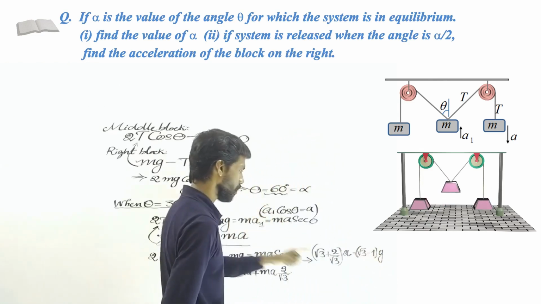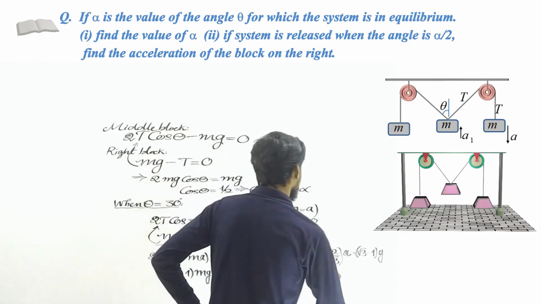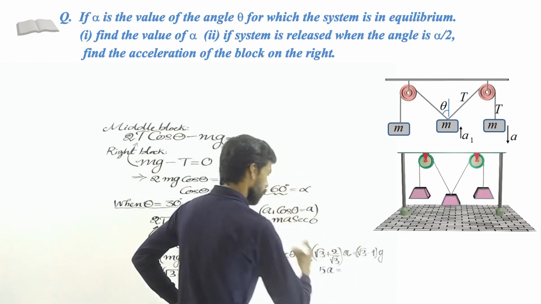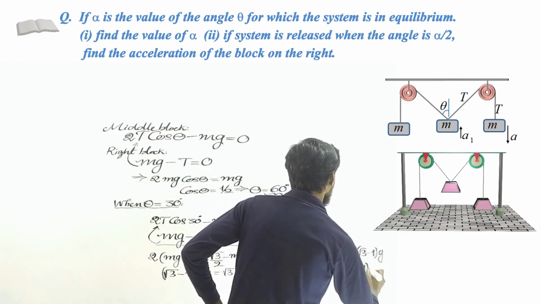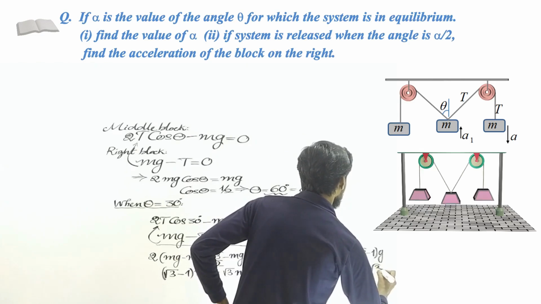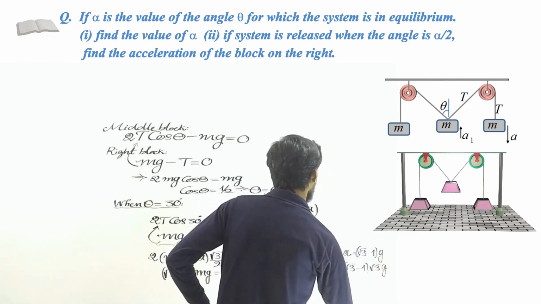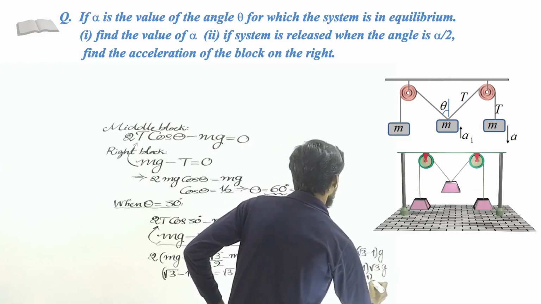So what do you get for this value? This is 3 plus 2, 5. 5a divided by root 3. So 5a is equal to root 3 minus 1 multiplied by root 3 multiplied by g. So that will give you the required acceleration, a equal to root 3 multiplied by root 3 minus 1 divided by 5 multiplied by g.